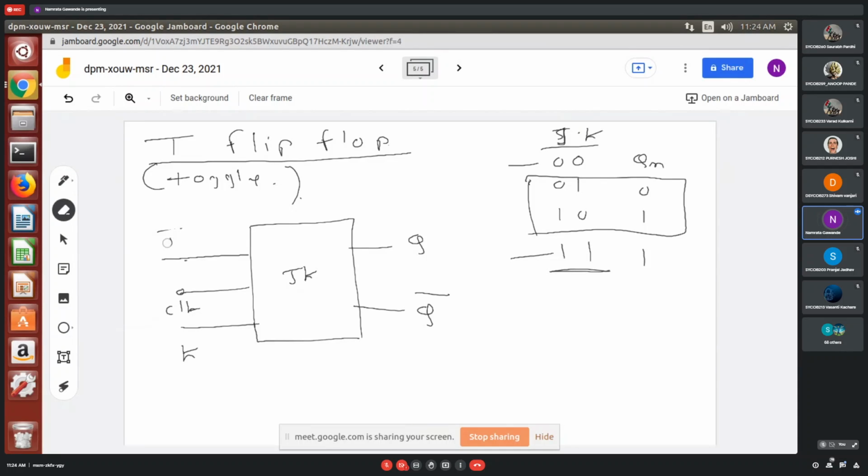So with this, what I will do is take one T, and the same data, that is nothing but the same input, I will provide to the other input. So this is nothing but J and this is nothing but K, and this is Q and Q bar.